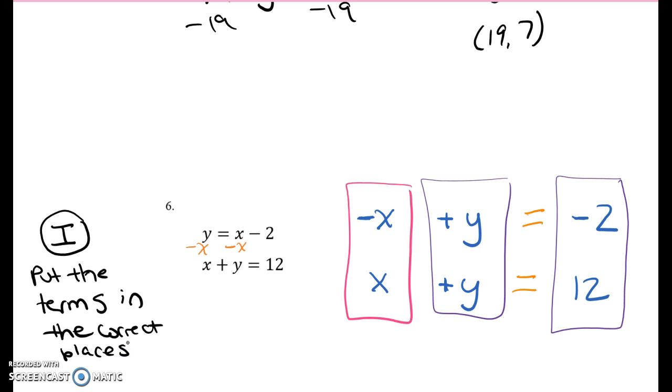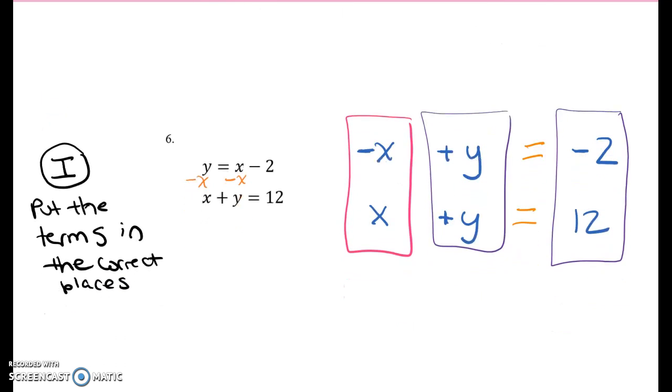Why does this work? Because I've got a negative x and a positive x, and when I add them together, I'm going to get 0x. So that's our big idea. We need opposites, right? Negative x and x are opposites.